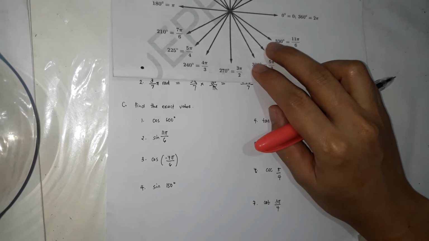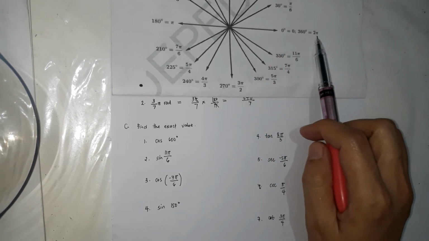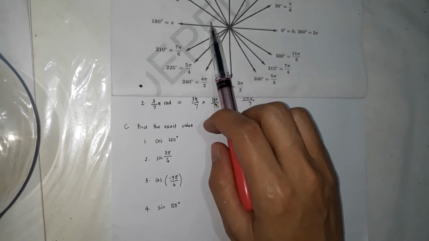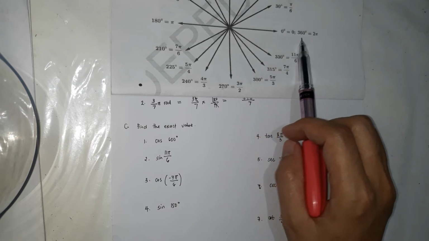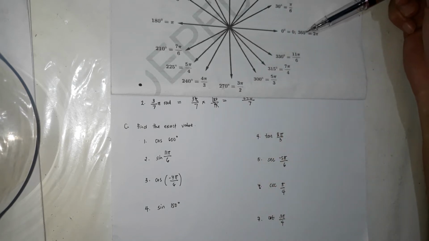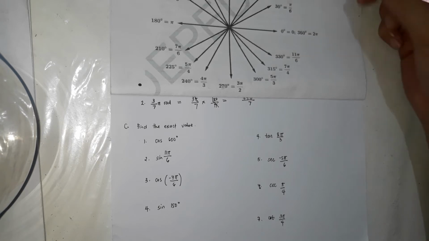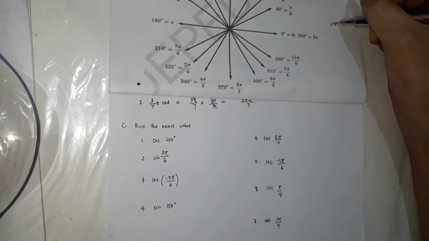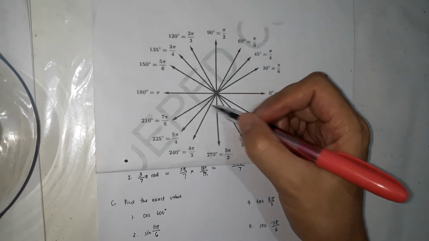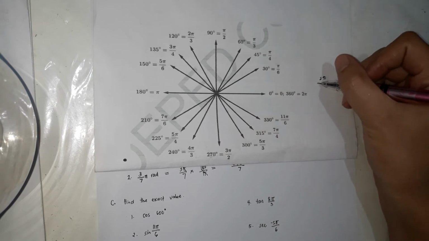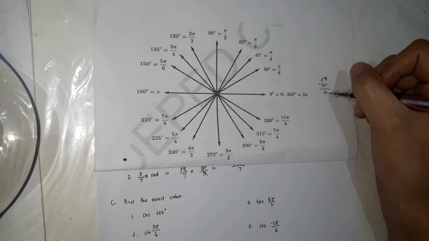Now, what if it is 360 degrees? That's 2 pi, because this is 1 pi, so 180. 2 pi, that's 360. If it is 390, this is 1 pi, 2 pi, so 360. So 390 minus 360, that's 30 degrees.